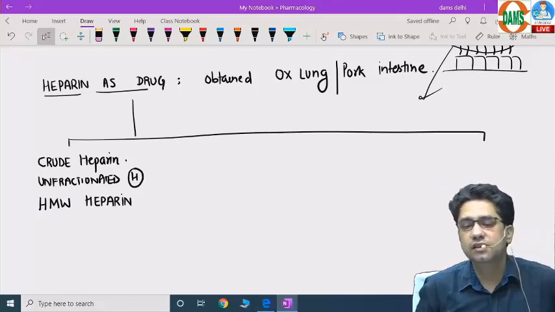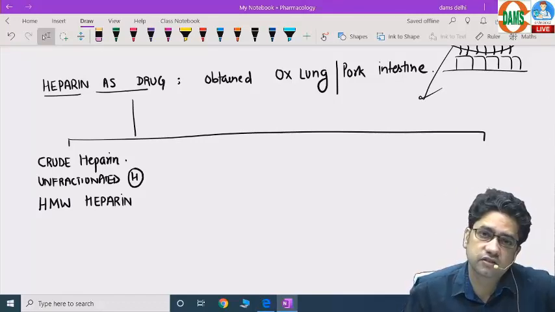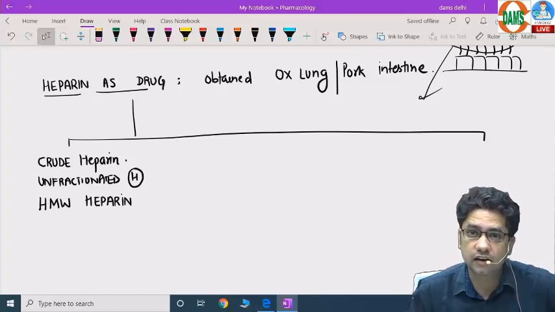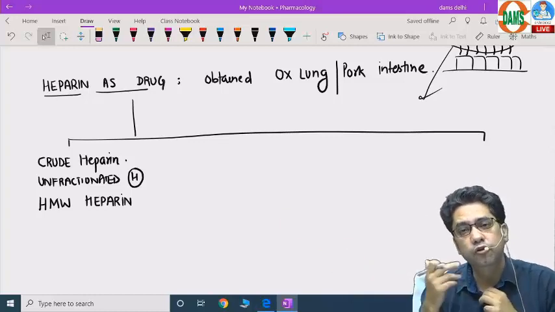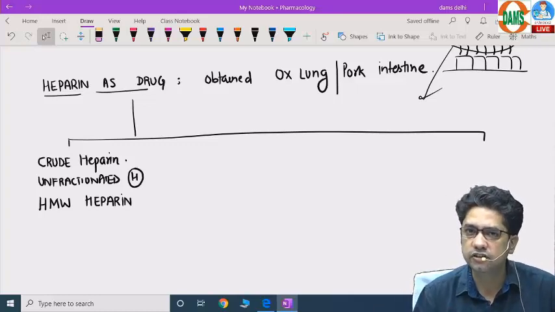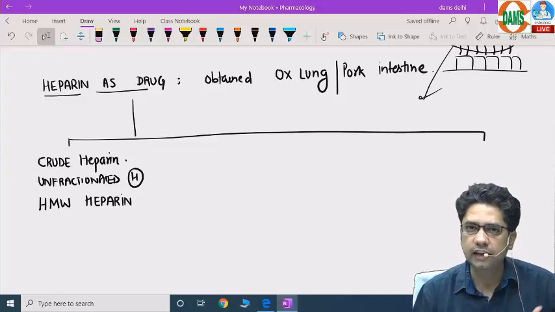But the problem with this heparin is it's a very dangerous drug. It will cause severe hypersensitivity. अभी हम डिस्कस करेंगे. बहुत सारी एनिमल से ऑब्टेन कर रहे हो, ह्यूमन में दे रहे हो, hypersensitivity होगी. Which hypersensitivity will be dangerous? HIT, which I will be telling you.